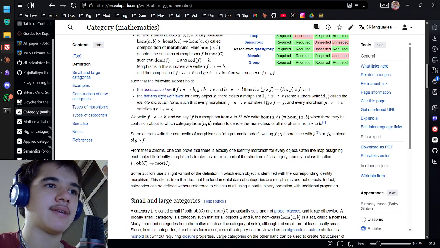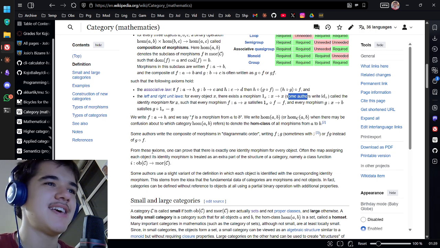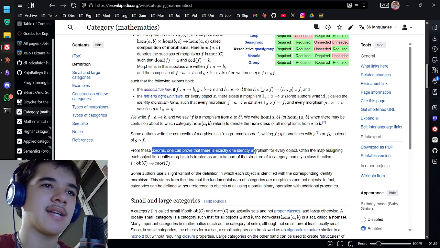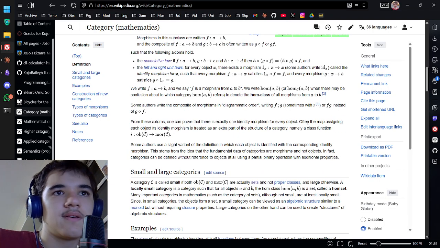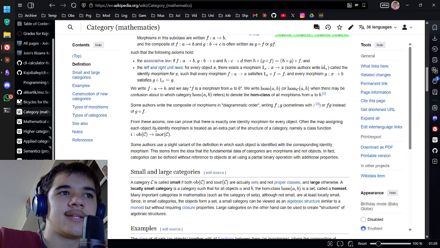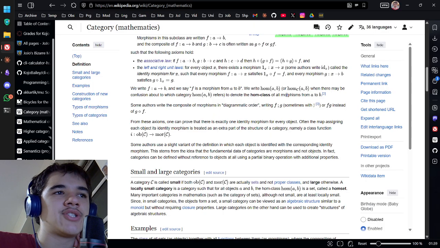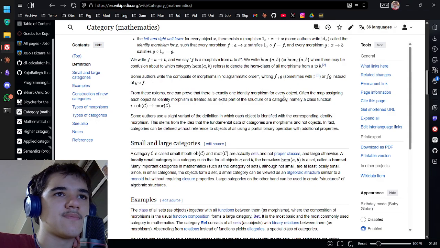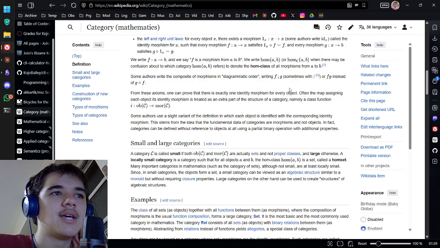Okay. From these axioms, one can prove that there's exactly one identity morphism for every object. Often, the map assigning each object its identity morphism is treated as an extra part of the structure of the category, namely a class function that assigns each object to its identity morphism. That's cool. Some authors use a slight variation of the definition.